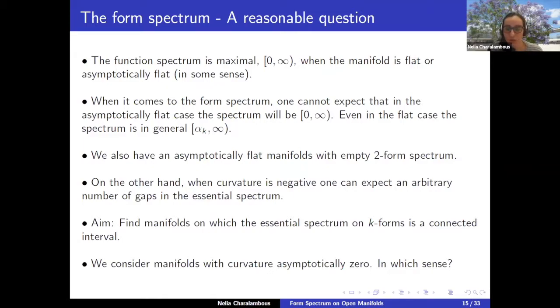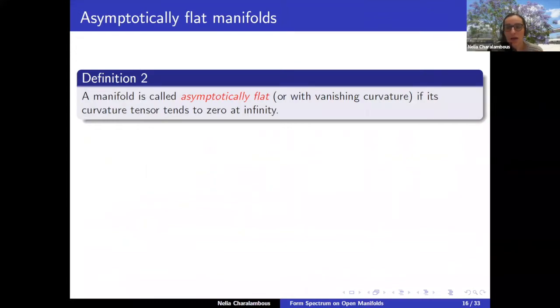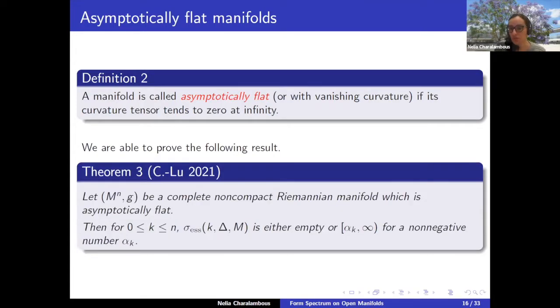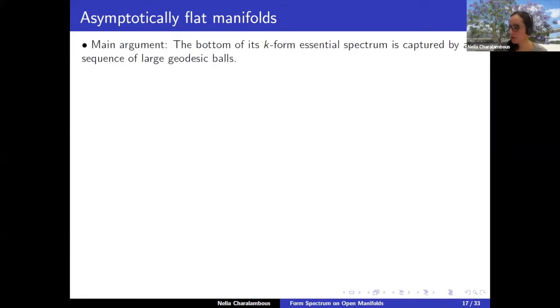And our result was about the case of an asymptotically flat manifold in the sense that the curvature tensor vanishes at infinity. So not asymptotically flat in the sense of general relativity where you assume that it's also Euclidean at infinity. No, we don't assume that. We just assume that the tensor goes to 0. So what we showed was that over these asymptotically flat manifolds, the essential spectrum on K forms will either be an interval or it will be empty. I want to give you a few words about our proof and how it goes.